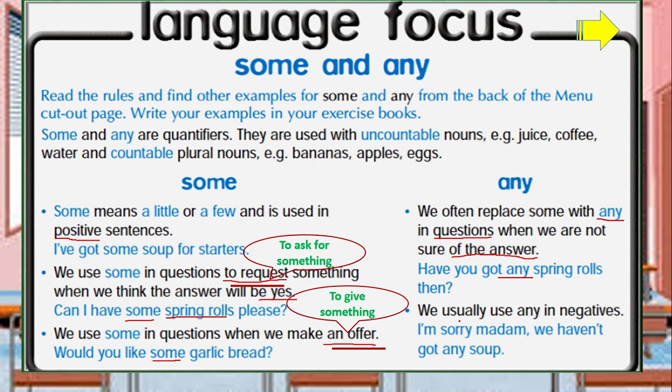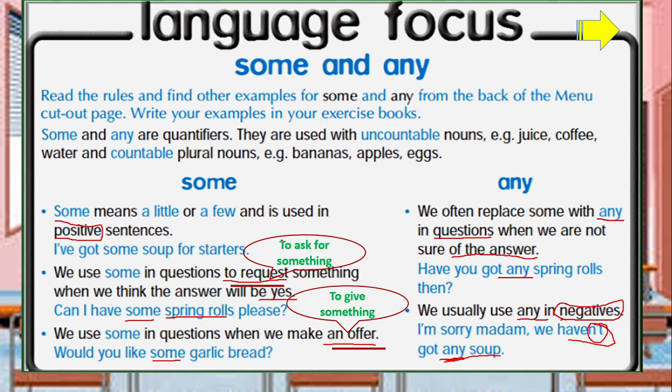Okay, students, we usually use any in negatives. Don't forget here, we use any in what, students? In negatives. We use some in positive, as we said before. I'm sorry, madam. We haven't got any soup. So this is negative. That's why I use any here. Okay, students? Is that clear?